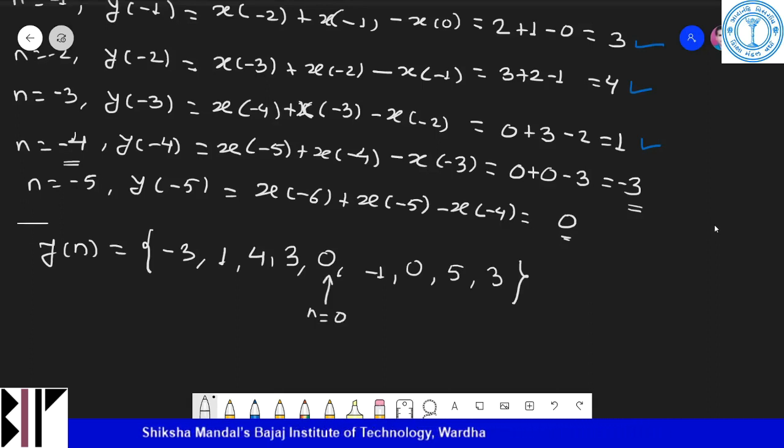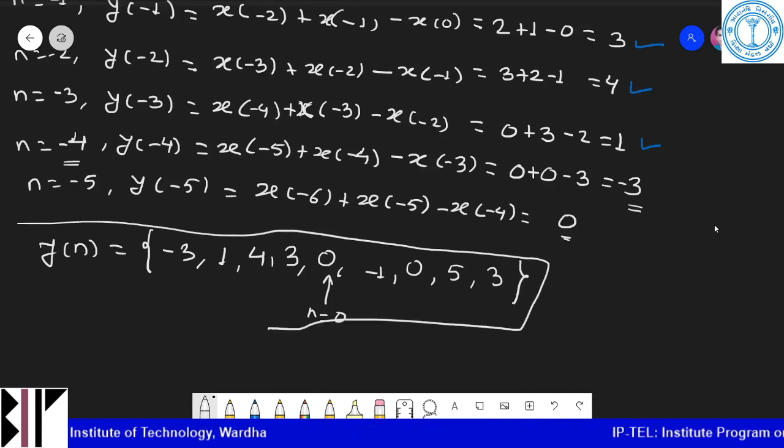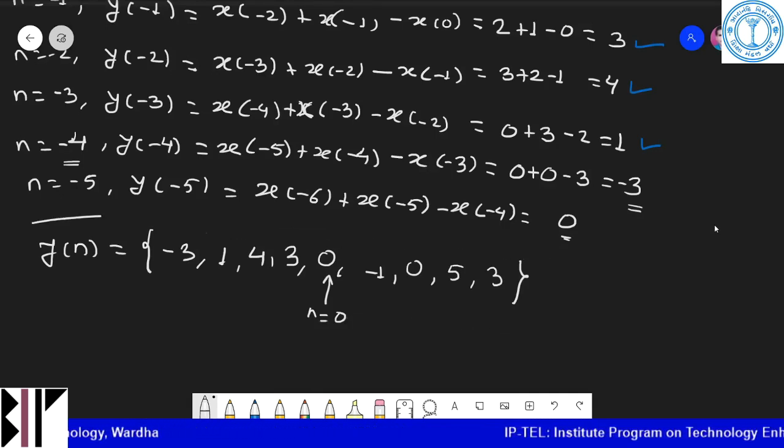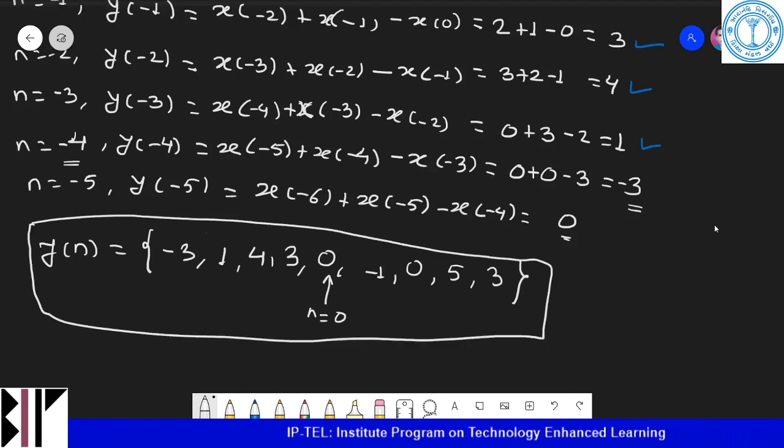So this is the final expression for this particular problem. Okay, so is there any doubt?